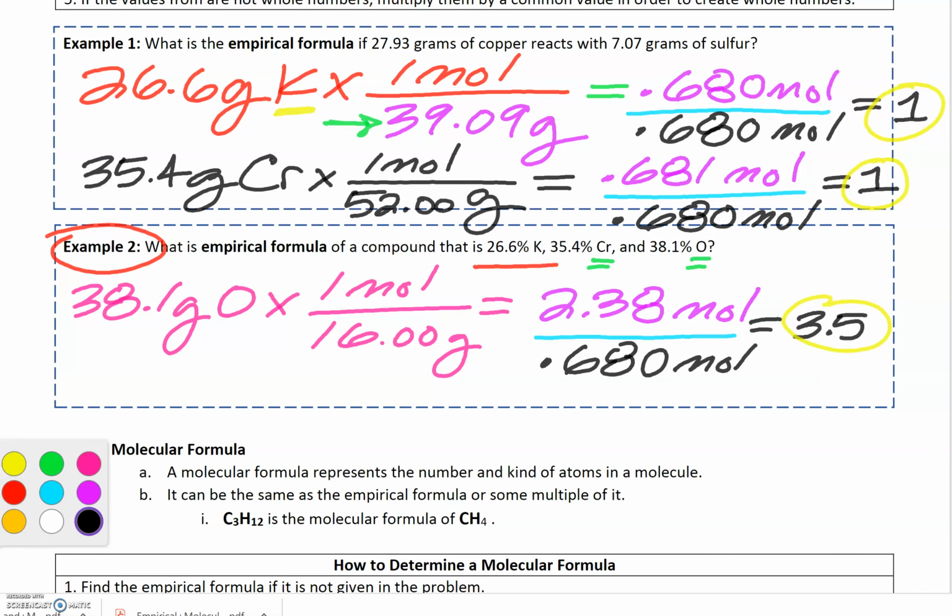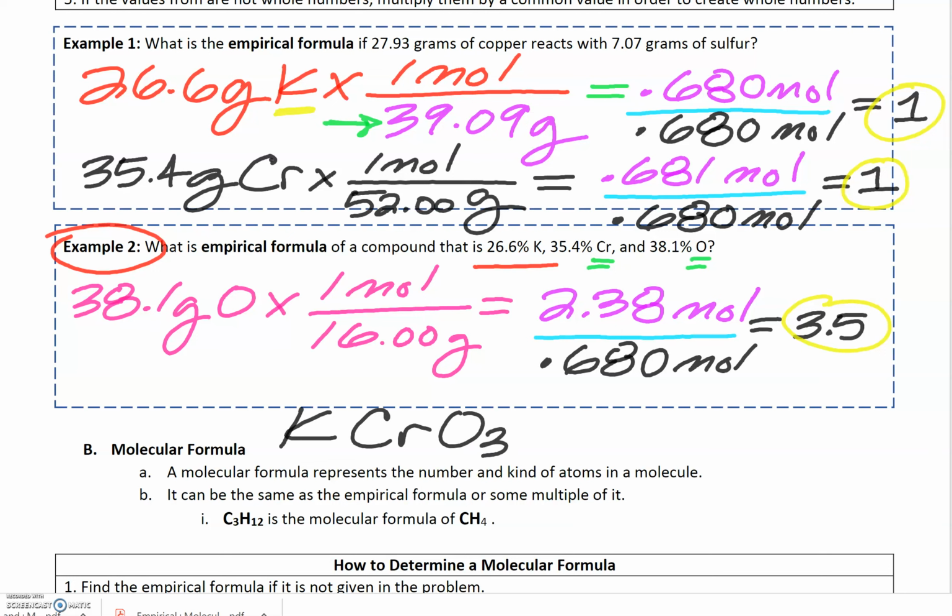When you plug this in, if you have a K and a Cr both at 1 and an O at 3.5, that's not going to make a lot of sense. We're not allowed to use these partial or decimal values. You can't have 3.5 oxygen. So to fix this, we're going to multiply all of these by 2.